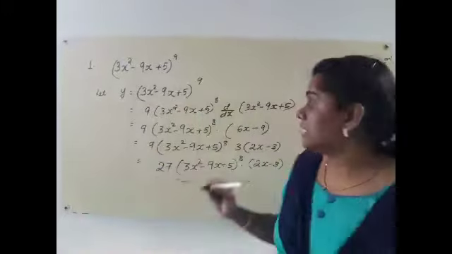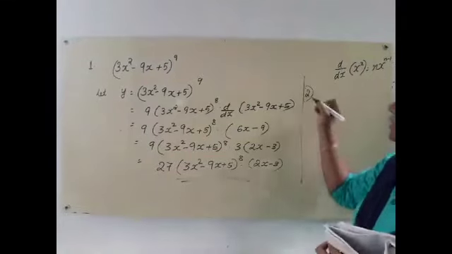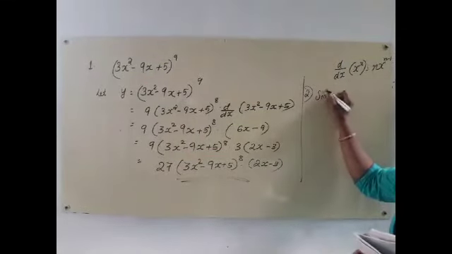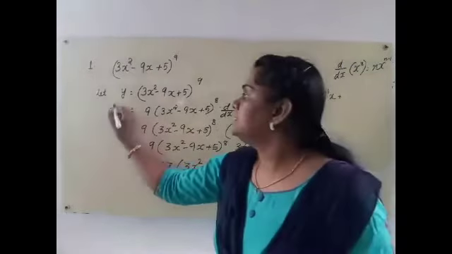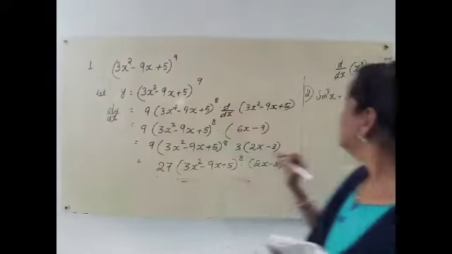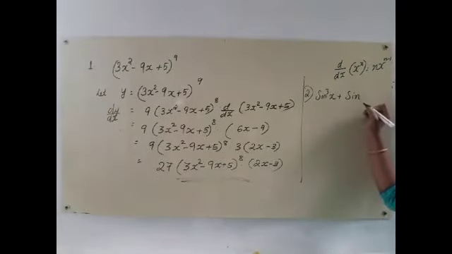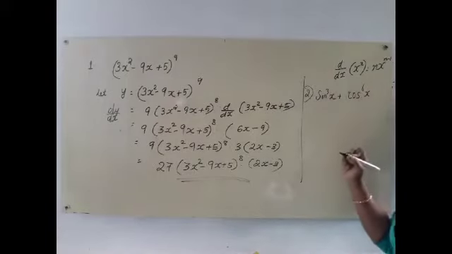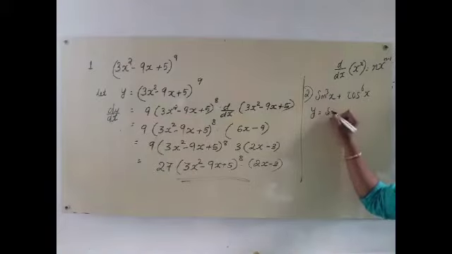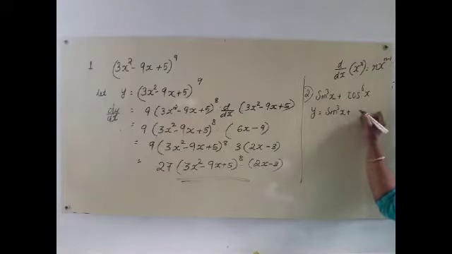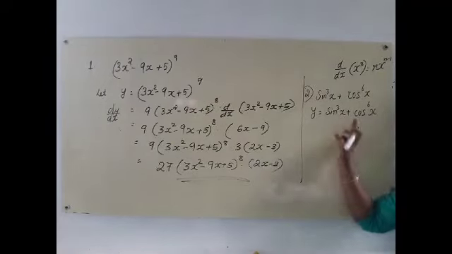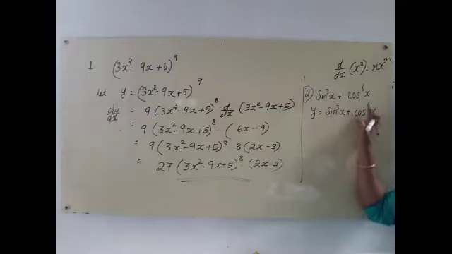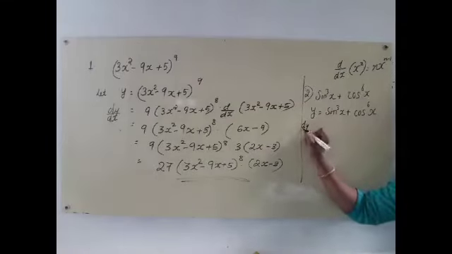Okay, then second question. Question number 2. Here we have to find dy by dx of sine cube x plus cos raised to 6x. Let y is equal to sine cube x plus cos raised to 6x. Here, sine cube x and cos raised to 6x. Let us differentiate with respect to x.